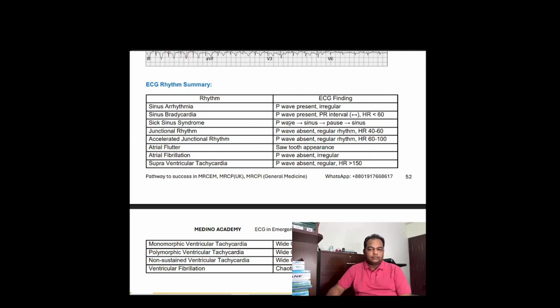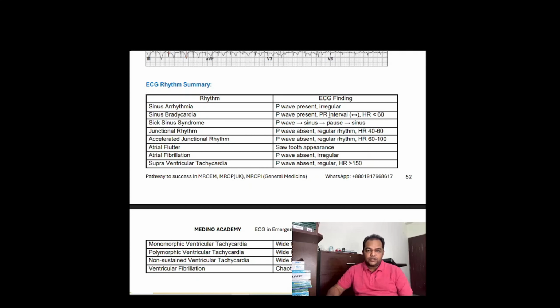Then normal sinus rhythm. P wave is conducted normally, producing a QRS complex. Then occasionally there are no P waves, and then eventually normal sinus rhythm. This pause is caused by sick sinus syndrome.